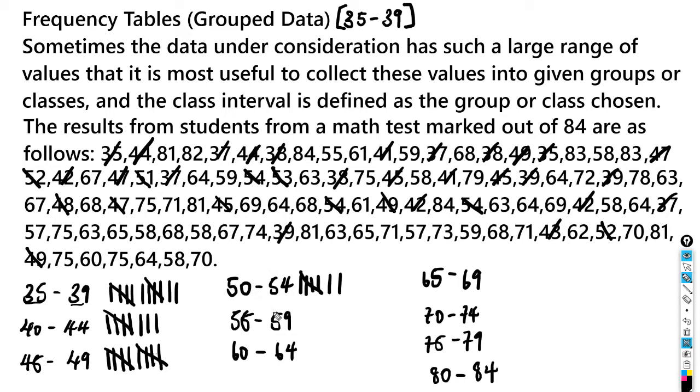All right, guys, so moving on from 55 to 59. All right, so 55 is right here, so that's 1. Then 59 is right here, so that's 2. Then 58 is right here, so that's 3. Then 59 is right here, so that's 4. And 58 is right here, so that's 5.